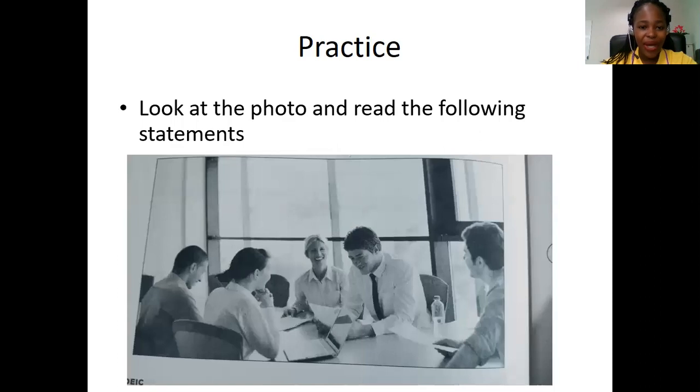So we are going to look at this photo. We read through the statements later on and answer the questions. Looking at this photo, how many people can you see? Okay, we can see 5 people.